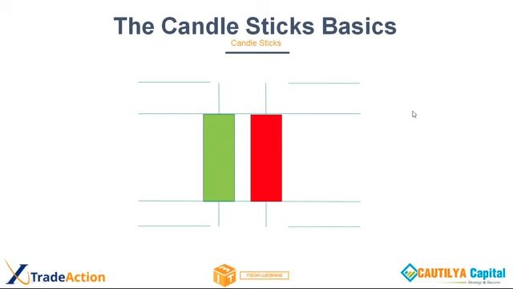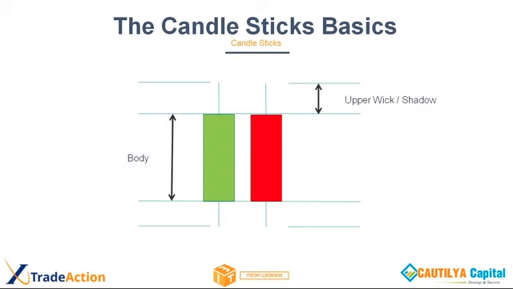Now, the rectangular box that you see from the open to the close is called a body. It's called the body of the candle. Whether it is a green candle or red candle, it doesn't matter, because in a green candle, the open is at the bottom, close is at the top. In case of a red candle, open is at the top, close is at the bottom. So it doesn't matter. The length is called the body.